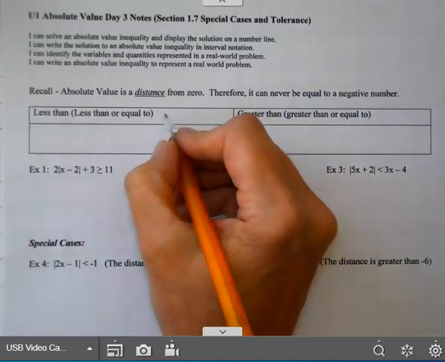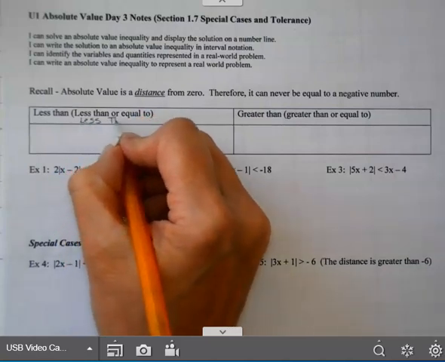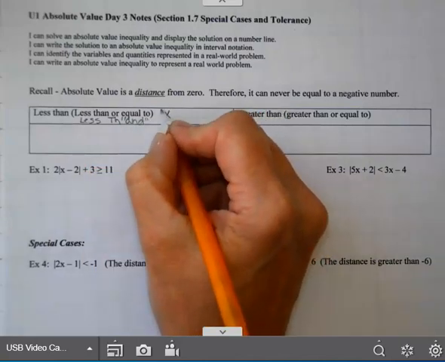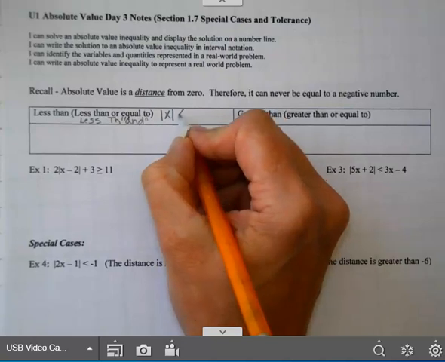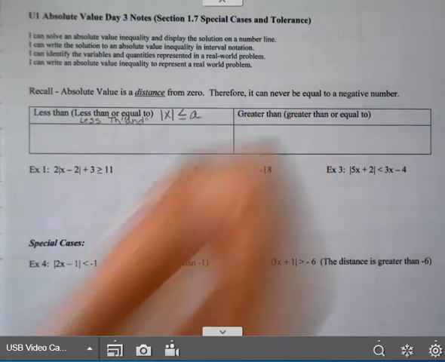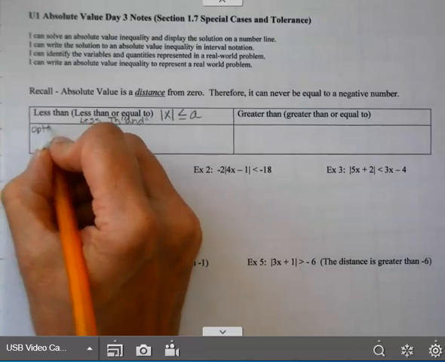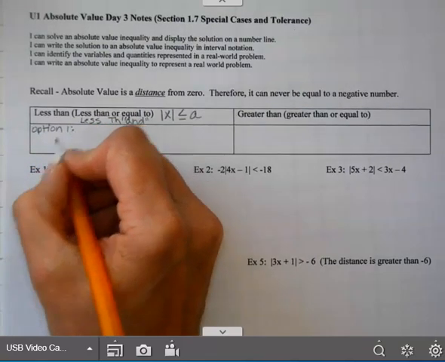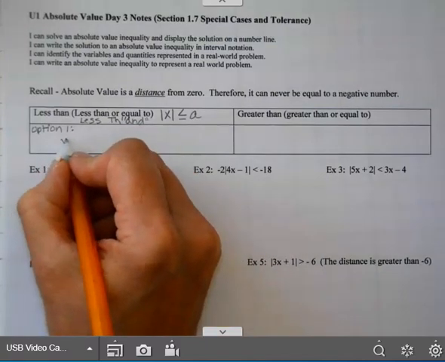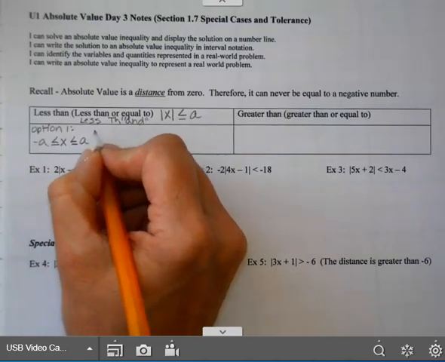For the less than, these are your and statements. So I have absolute value of x is less than, perhaps it could be equal to, we'll do it equal on this one, to a. So we have two options. Option 1 only works if a is a number. If you have a variable there, you're out of luck. So I would put x in between negative a and positive a.